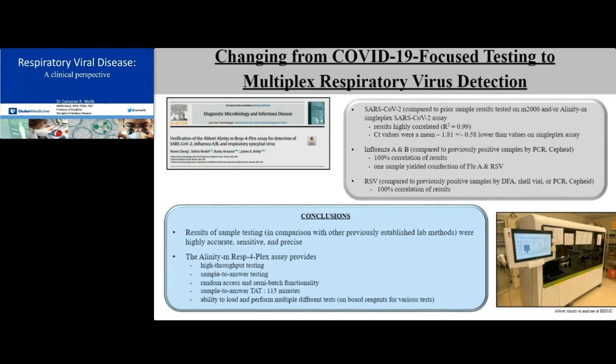reporting. In addition, the Alinity M analyzer affords laboratories to run other assays in parallel as reagents for various assays like HIV or hepatitis, for example, can be on board of the analyzer. And lastly, one of the features that is also quite useful is the random access and semi-batch functionality that the Alinity M has.